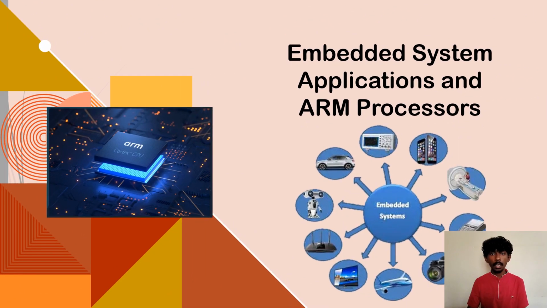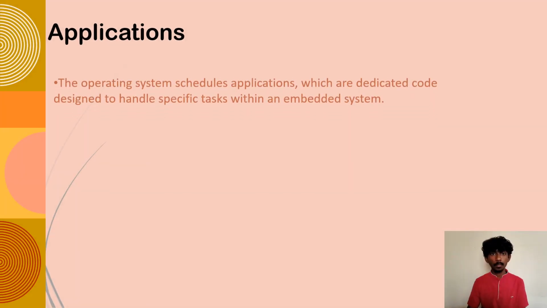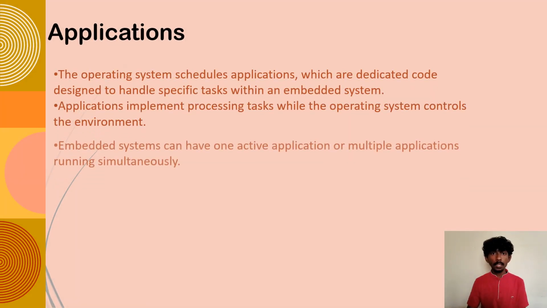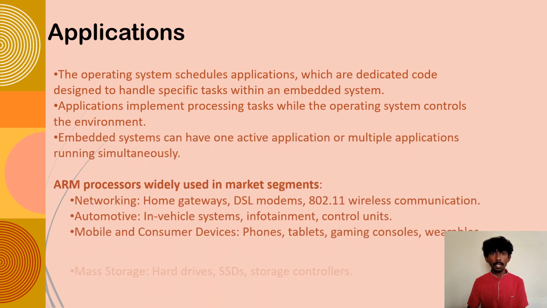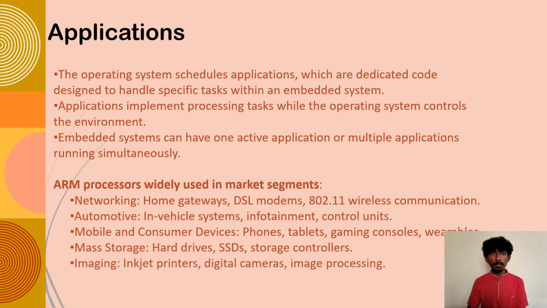Now let us learn the applications of embedded system and ARM processors. The operating system schedules dedicated applications that handle specific tasks in an embedded system. Applications perform processing tasks while the OS controls the environment. Embedded systems can run one or multiple applications simultaneously. ARM processors are widely used in networking, automotive, mobile devices, etc.